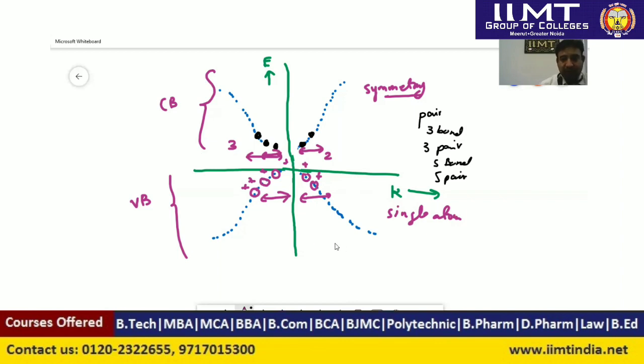This is actually what we termed as drift current. Its speed is limited to approximately 10 to power 4 centimeter per second. Not like this, actually it is much less than this. Okay, so this is all about energy and distribution.